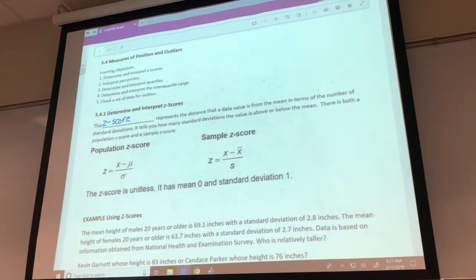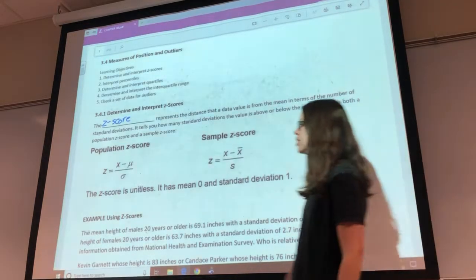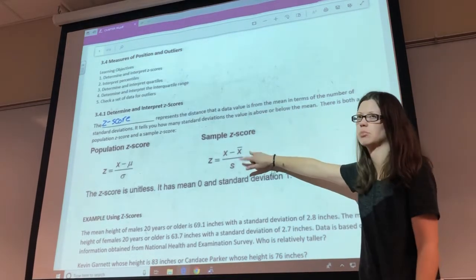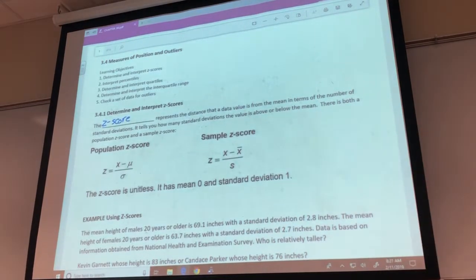You just take whatever your data value is, you subtract off the mean, and then from there you divide by the standard deviation. So if you have a population, you've got your mu and your sigma for your mean and standard deviation. For your sample, it's just an x bar and an s for your mean and standard deviation. It's the same basic concept.